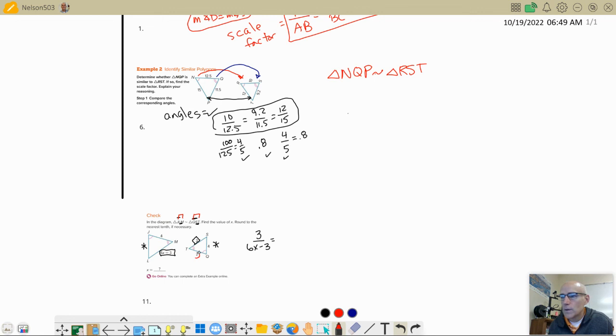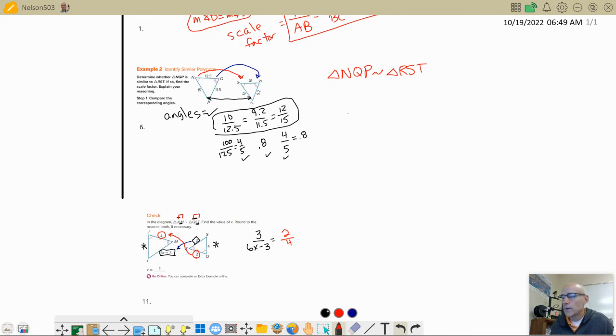So here's QT, I'll put it in red. And then here's JM. Now I've got to make sure I go 2 over 4 because I went 3 over 6x minus 3, right? So let me make note of that. Since I went 3 over that one, I've got to go 2 over that one. Otherwise, I'm going to get totally messed up. So I'm going to put 2 over 4.